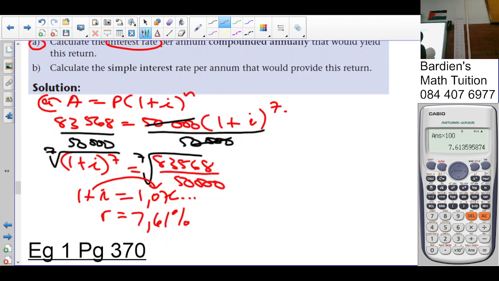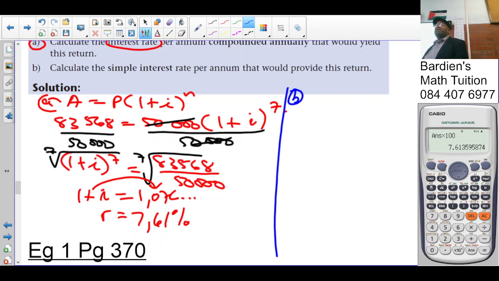You all understand? Any confusion here? No. Okay. Then the B part of the question says, calculate the simple interest rate per annum that will provide the same return. So what do I do here? I use the simple interest formula. A is equal to P into 1 plus i times n. What's your A value?